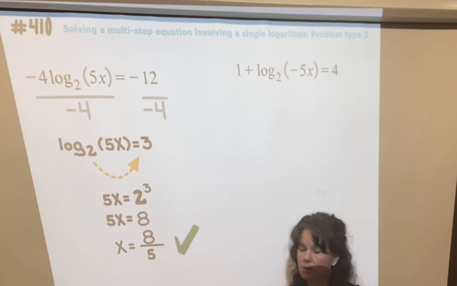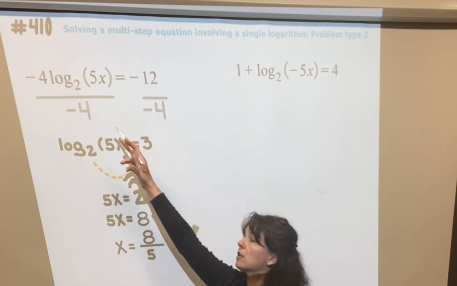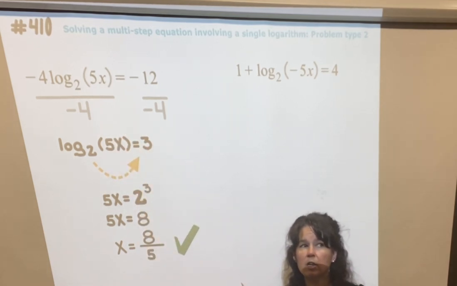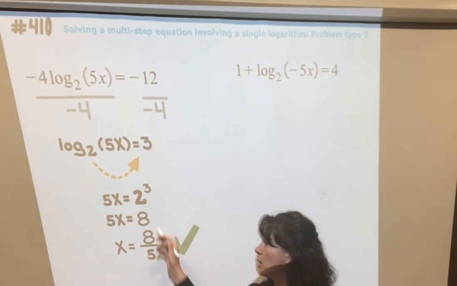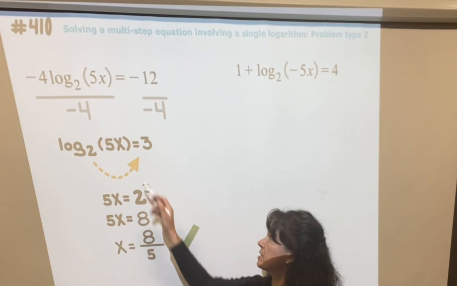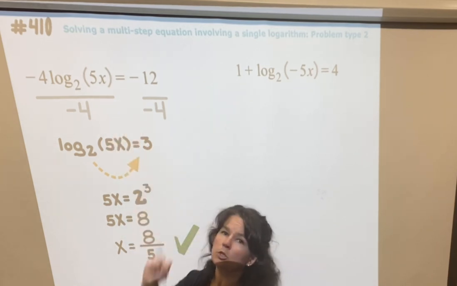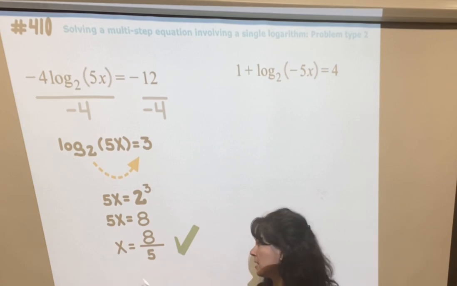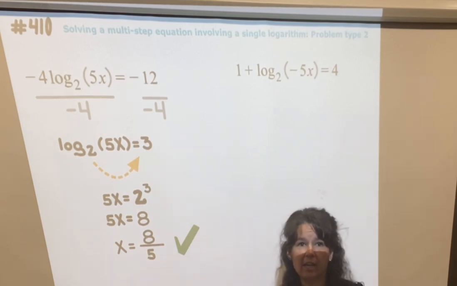Please remember that you always want to check anytime your original equation has a log of x, we need to make sure that we're not taking the log of 0 or a negative number when I plug that back in. So if I plug 8/5 back into the original, 5 multiplied by 8/5 is a positive number, so that's okay. So 8/5 is our final answer.